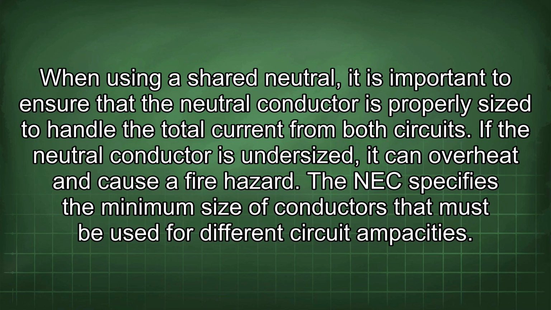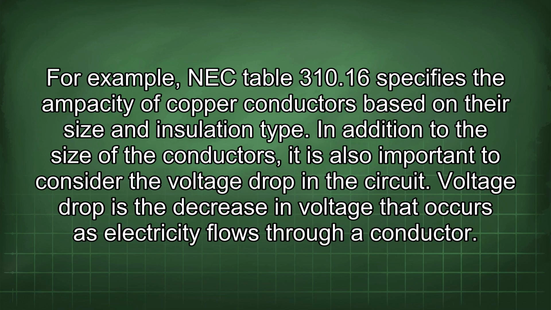The NEC specifies the minimum size of conductors that must be used for different circuit ampacities. For example, NEC Table 310.16 specifies the ampacity of copper conductors based on their size and insulation type. In addition to the size of the conductors, it is also important to consider the voltage drop in the circuit. Voltage drop is the decrease in voltage that occurs as electricity flows through a conductor.